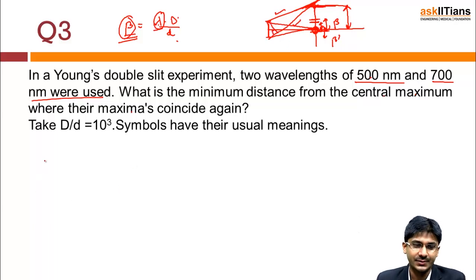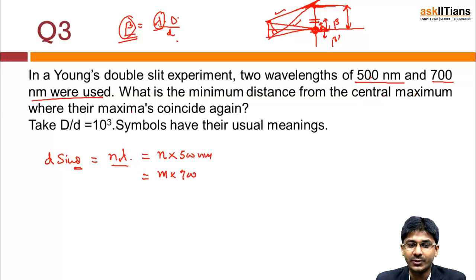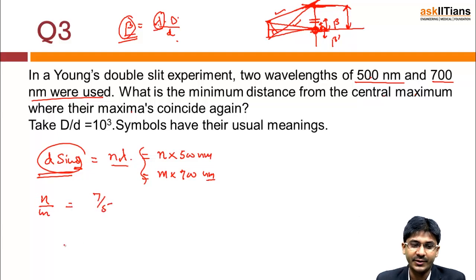Now what is the path difference? Suppose it coincides at the angle theta, the maximas of both of the wavelengths coincide. So in that situation d sine theta will be n times lambda. This is the condition for maxima. So this is equal to, suppose n is for the first one, into lambda is 500 nanometer, and this will be same as, suppose it's the mth order for 700 nanometer, and these are equal, right? Because they are coinciding, the maximas are going to coincide. Okay, so if we equate these two, what we get is n by m is 7 by 5.